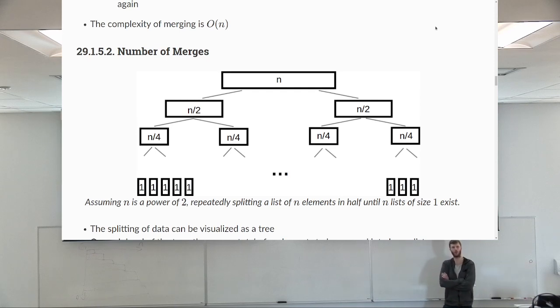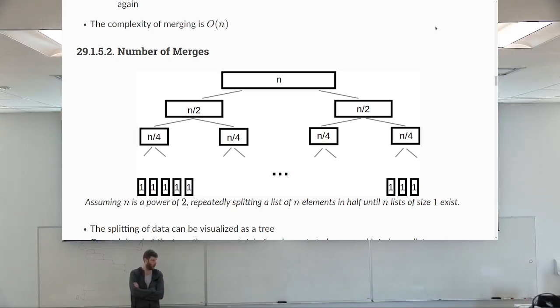So assuming it's a nice power of 2, I can repeatedly split this until I end up with, instead of 1 list of size n, I have n lists of size 1. And the good news is each of those lists of size 1 is sorted. The other good piece of news is, I know you know a nice algorithm to merge 2 sorted lists in linear time. Right?